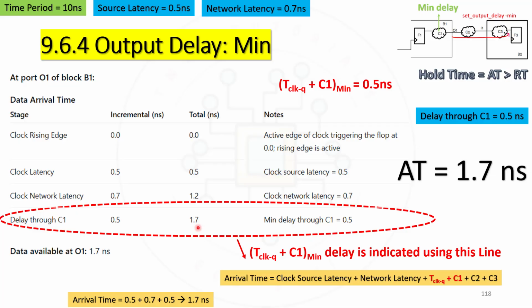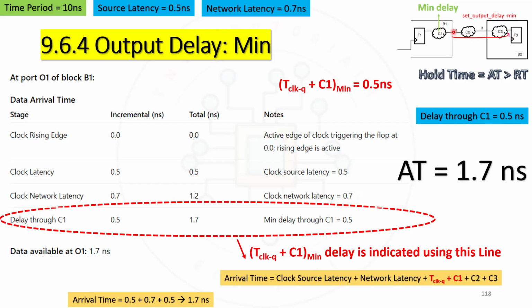In the previous lecture about output delay max, we have taken the value which will be greater than this. Please check that video. Whereas here we are taking the value which is less than that. So total available time is 1.7 nanosecond. So data available at O1 is 1.7 nanosecond. So within this particular block, delay is 1.7 nanoseconds, and by 1.7 nanoseconds, the data will be available at this output port O1.